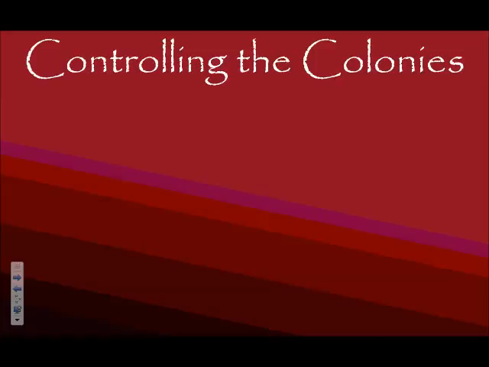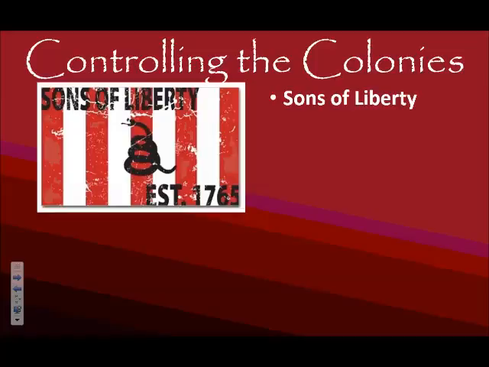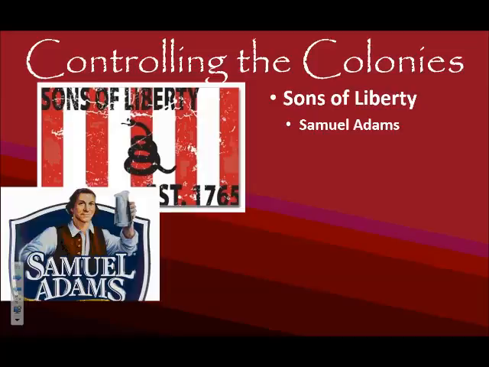One of the protest groups that is created is called the Sons of Liberty. One of the founding members is Samuel Adams up in Boston, and he's a great example of people who joined the Sons of Liberty. He was sort of a tradesman. He wasn't a beer brewer, but he was involved in the beer brewing process.